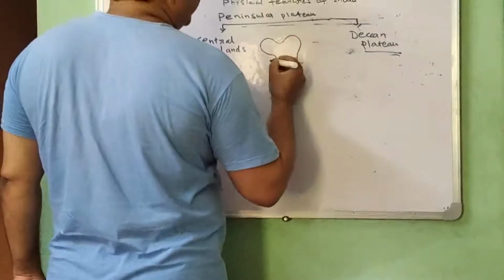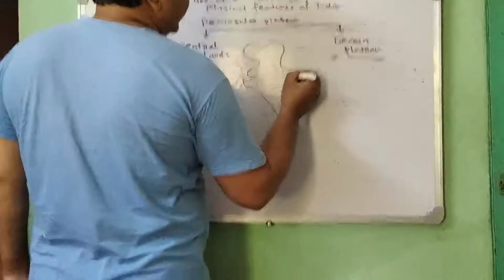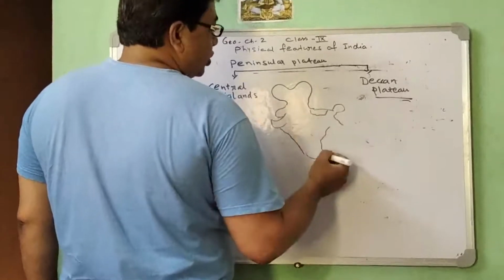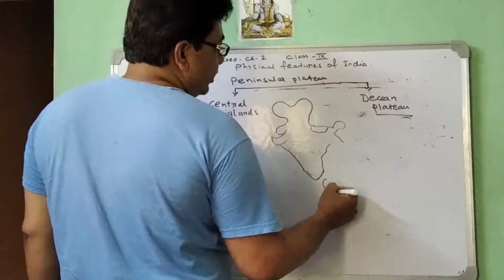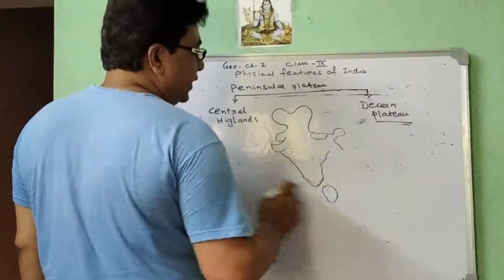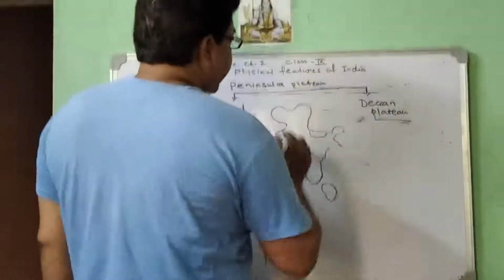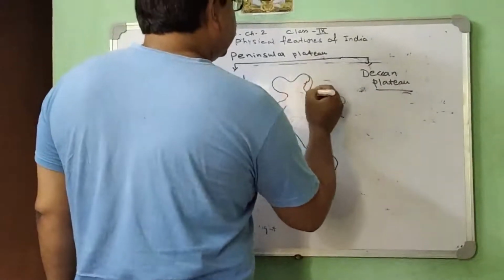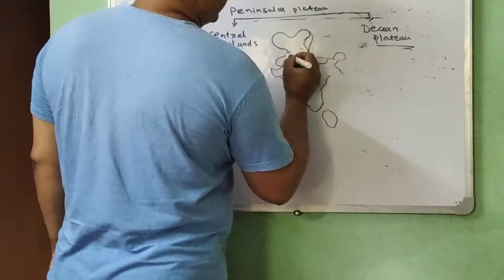Follow this map carefully. This is not the actual map, but to make you understand, I am making this map. Suppose you think that this is the Indian map. The southern side is totally covered with water on three sides. This is known as a peninsula: the Bay of Bengal, the Arabian Sea and the Indian Ocean. The peninsular plateau is divided into two categories, central highland and Deccan plateau. Here is a hill in Rajasthan that is known as Aravalli.